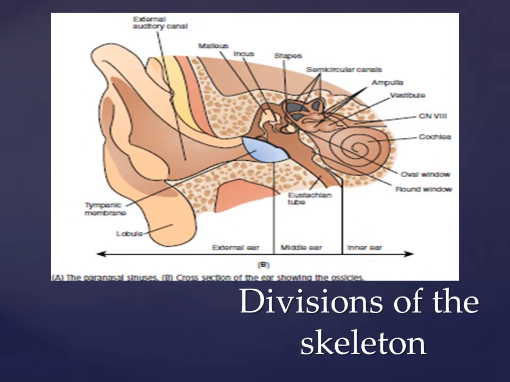The figure shows the external auditory canal, tympanic membrane, malleus, incus, stapes, semicircular canals, ampulla, vestibule, CN VII, cochlea, oval window, round window, eustachian tube, and lobule. It also shows the external ear, middle ear, and the inner ear.